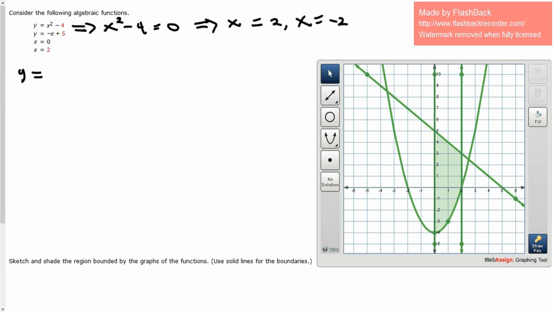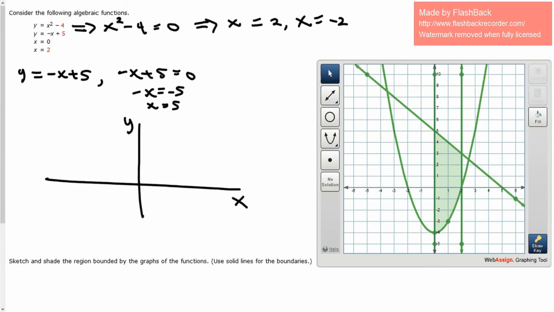Now for the second function, y equal to negative x plus 5, if we set this function equal to 0, we get negative x plus 5 is equal to 0. Negative x is equal to negative 5. X is equal to 5. Well, these just give us our x-intercepts.